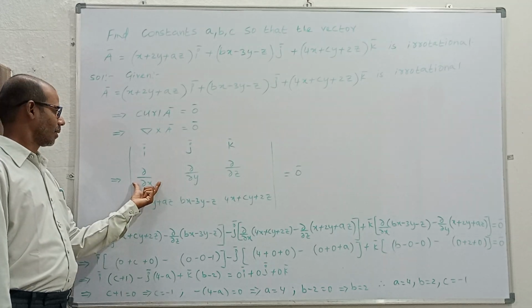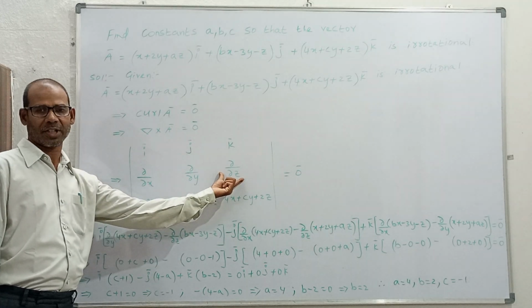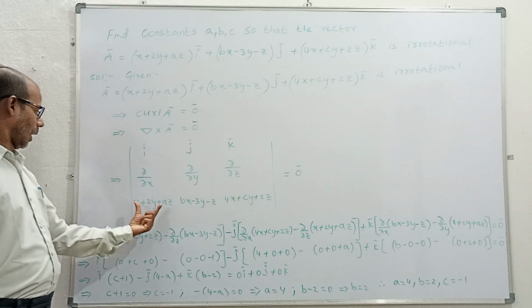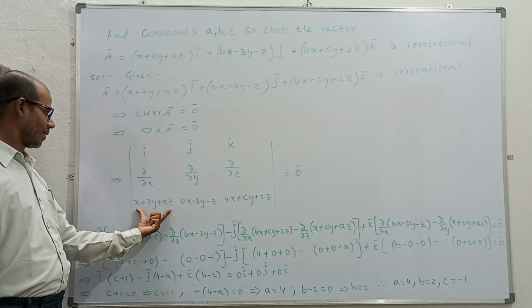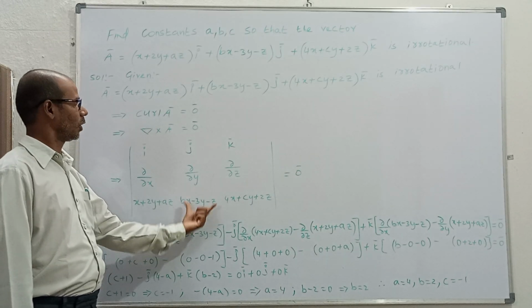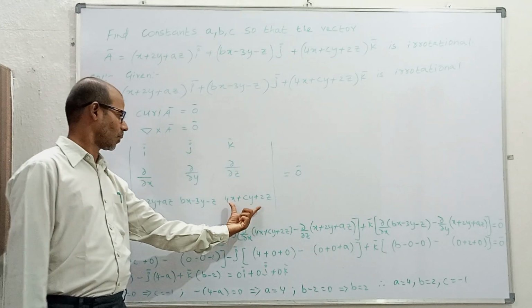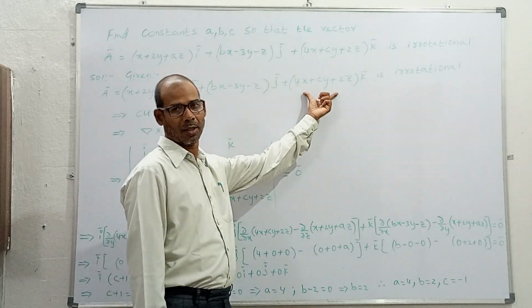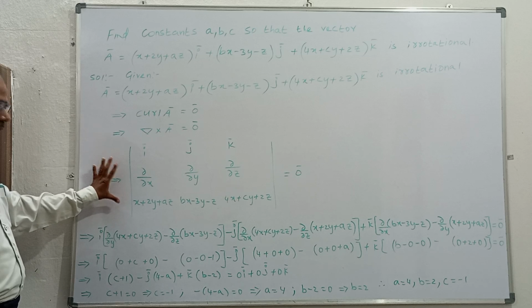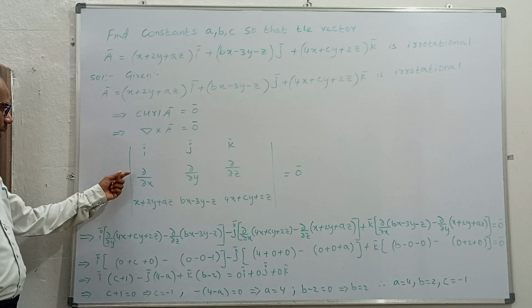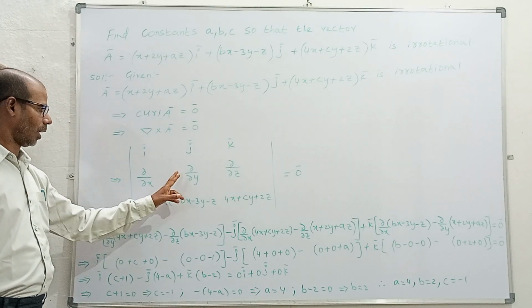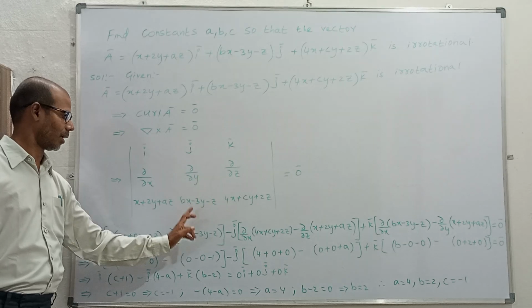So dou by dou x, dou by dou y and dou by dou z are the coefficients of i bar, j bar and k bar in del. And x plus 2y plus az is the coefficient of i bar in A, this one is the coefficient of j bar in A, and this one is the coefficient of k bar in the vector A bar. So now finding the determinant: i bar into, remove this column and this row and find the determinant of the remaining.